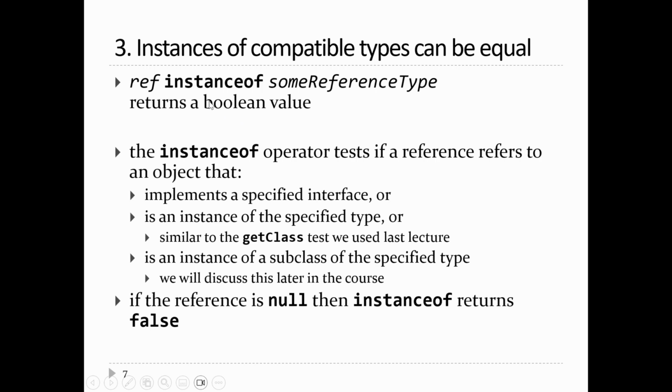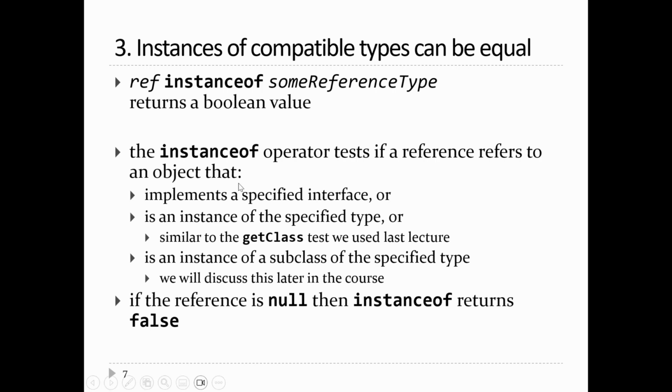And this thing here returns true or false. What it does is it tests if that thing there is an instance of that thing there. So if the object referred to by this variable has that class type, then instanceof returns true. If that variable implements that interface type, then instanceof returns true. If that variable is a subclass of that type, instanceof also returns true.